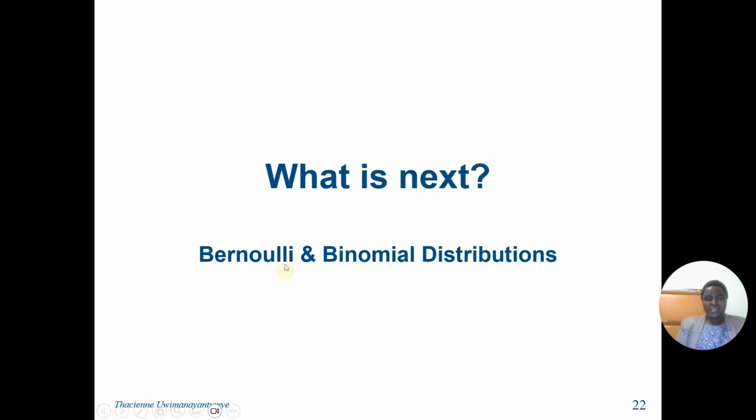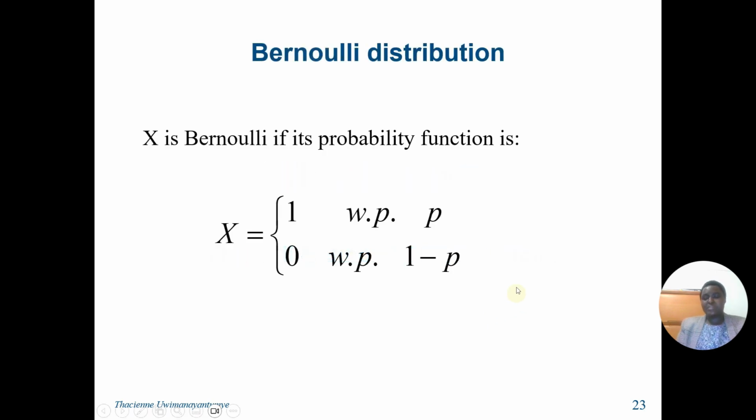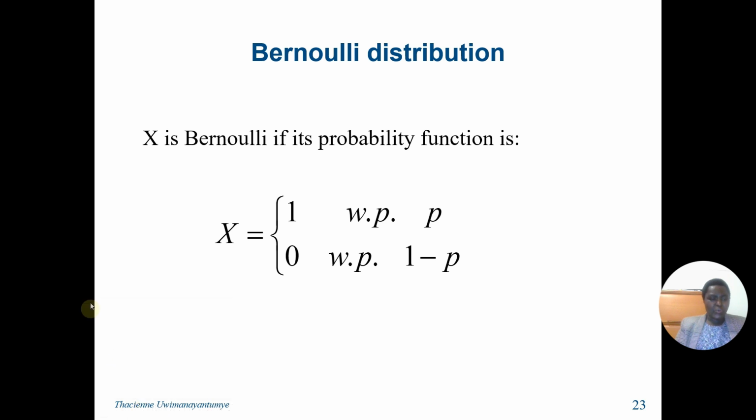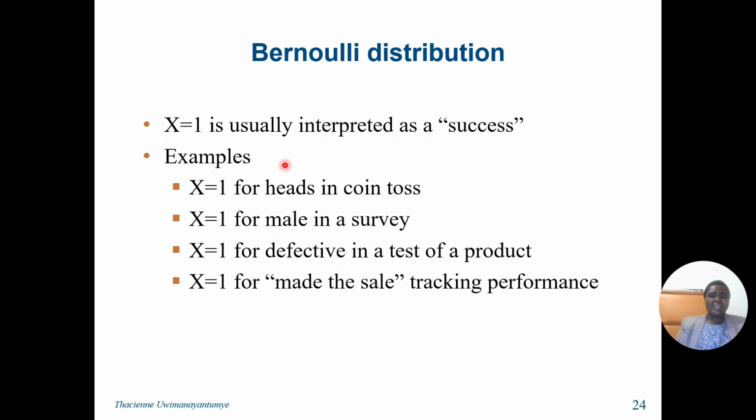Next we are going to see the Bernoulli and binomial distributions, and let's start with the Bernoulli distribution. The Bernoulli distribution is a discrete random variable which takes two values, 1 or 0: 1 with probability p, and 0 with probability 1 minus p. And this x equal to 1 is interpreted as a success. We consider it to be a success.